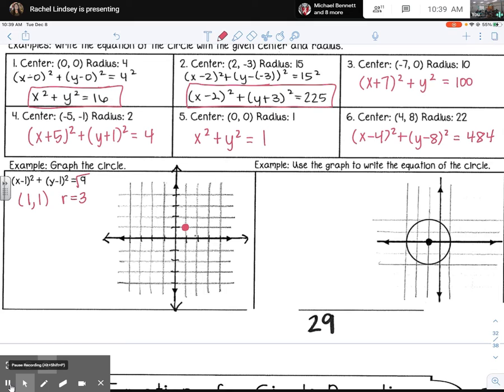So in order to graph this, I'm just going to go up 3, right 3, down 3, left 3. Looks like a square right now, but the next best dot, and you have your circle.